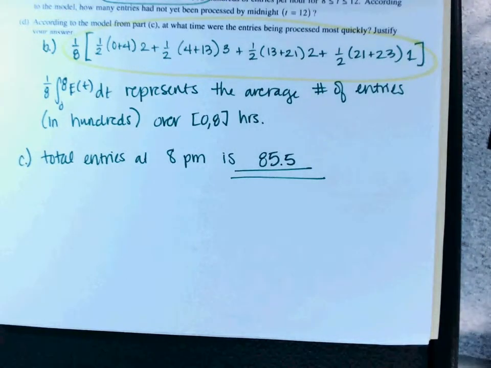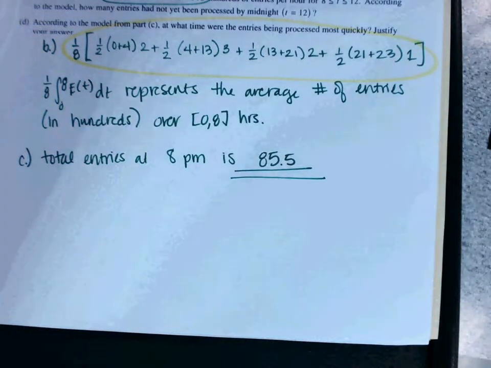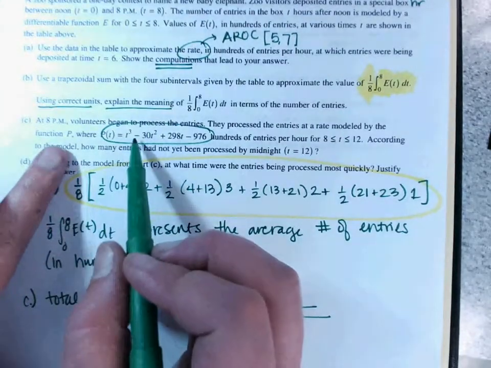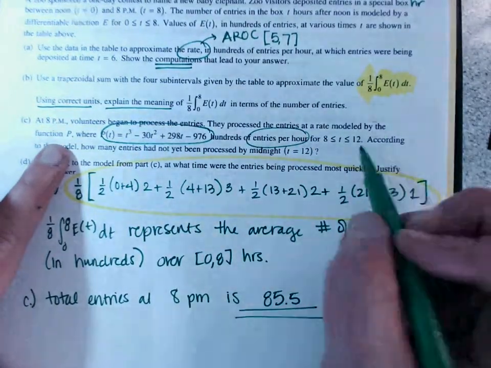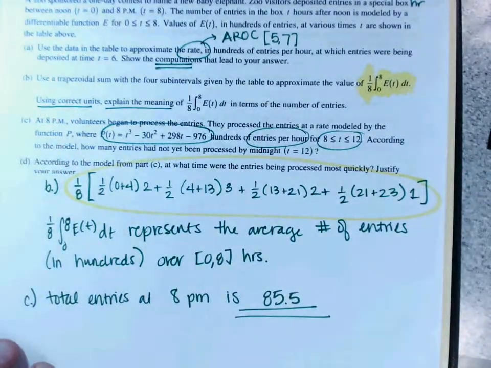Thank you. 85.5, yeah, so that's how many entries were turned in. Now keep in mind that's in hundreds, right? Okay, so then how am I going to find out how many were processed? Well, this tells me how many were processed per hour. So if I want to know how many were processed, what do I need to do over the interval from 8 to 12?